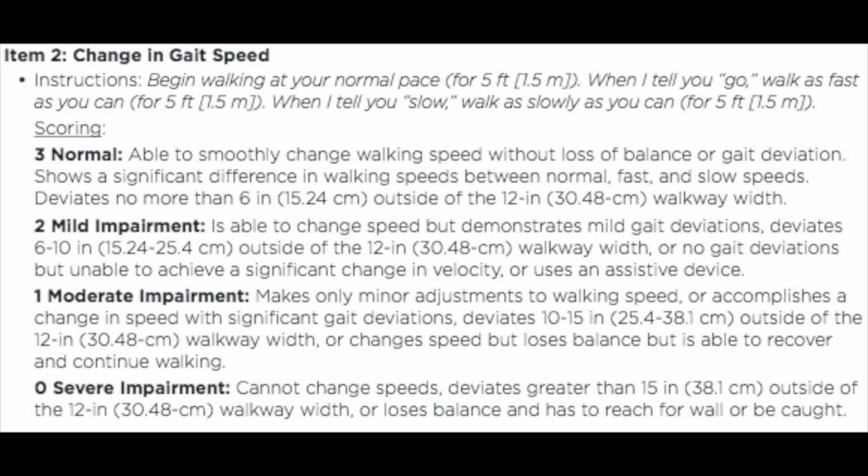A 1 is given if they make only minor adjustments to walking speed or accomplish a change in speed with significant gait deviations and deviate 10 to 15 inches outside the 12-inch walkway width, or change speed but lose balance but is able to recover and continue walking. A 0 is given if they cannot change speed and or deviate greater than 15 inches outside of the 12-inch walkway, or lose balance and has to reach for the wall or be caught.